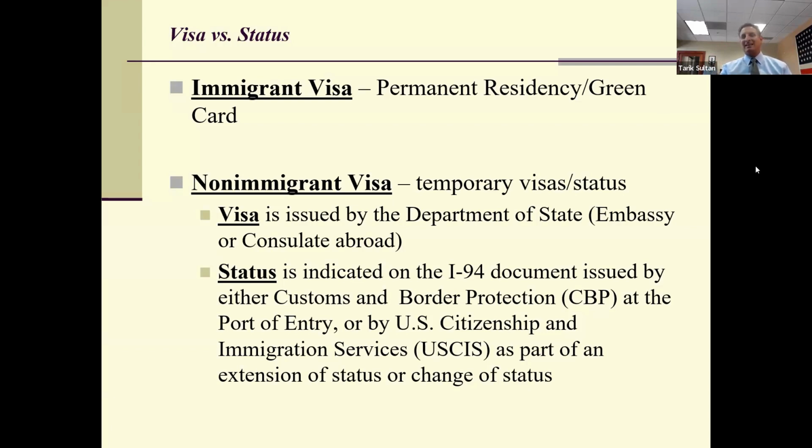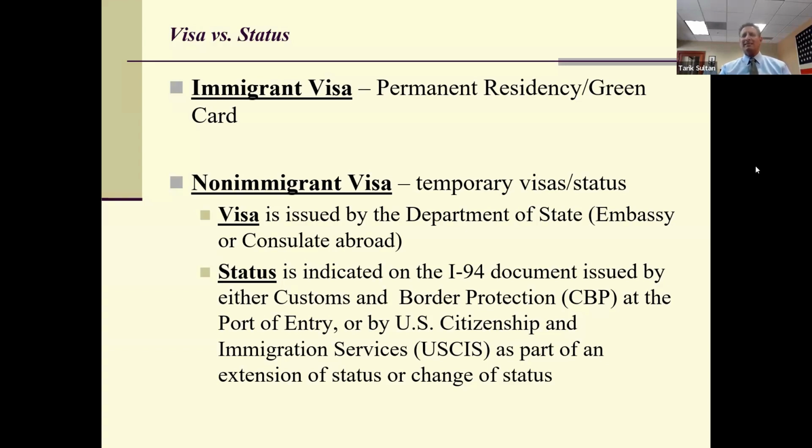The visa and the status is one of those things that's unique to the US. Most countries don't have it. They just give you a visa, and that shows how long you're allowed to stay. Here we have the visa, but the visa is important for entry only. And then it's the I-94 that shows your status, how long you're allowed to stay, and what you're allowed to do. So that's really the important document.